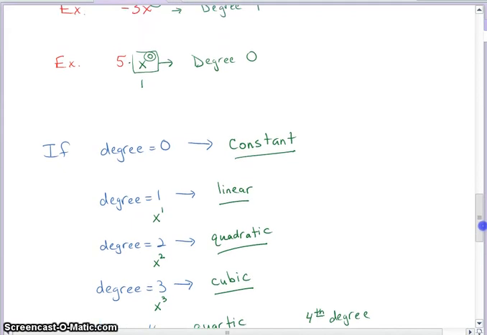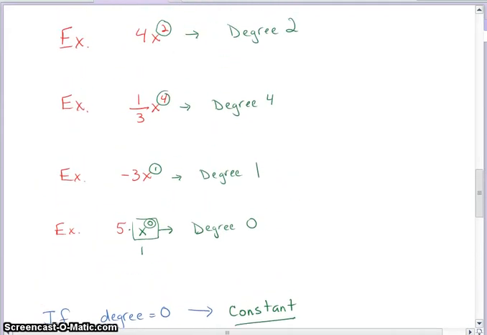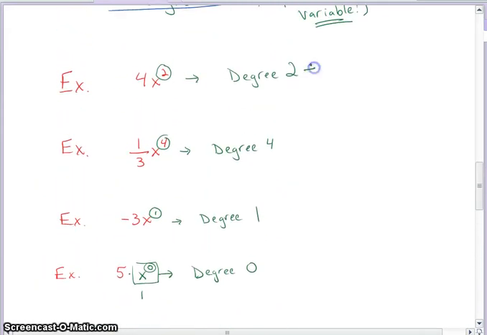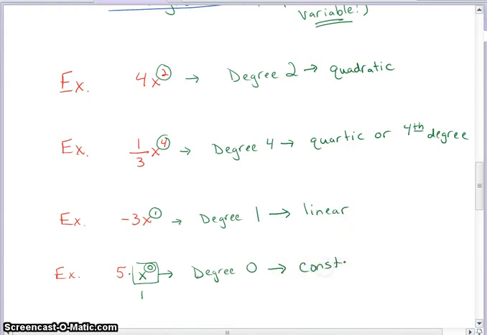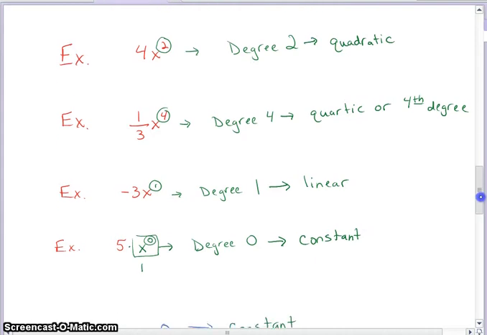So if I go back and look at the problems above, this was a degree 2, which means it is a quadratic. This is degree 4, so you can either call it a quartic, or you can call it 4th degree. This is degree 1, which means it's linear. This is degree 0, which means it's a constant. The number 5 is constant, it's not changing. Okay?